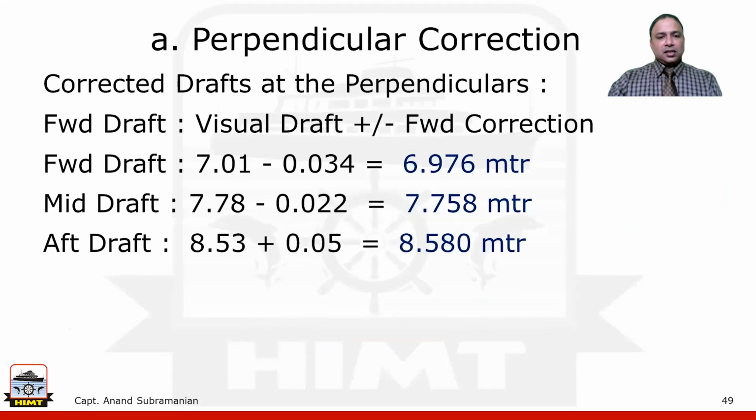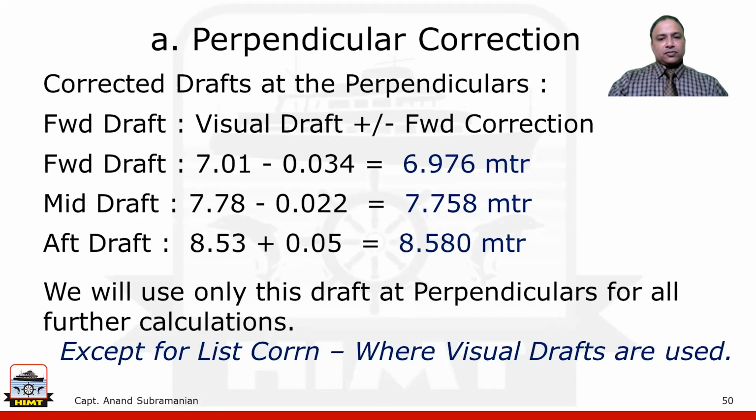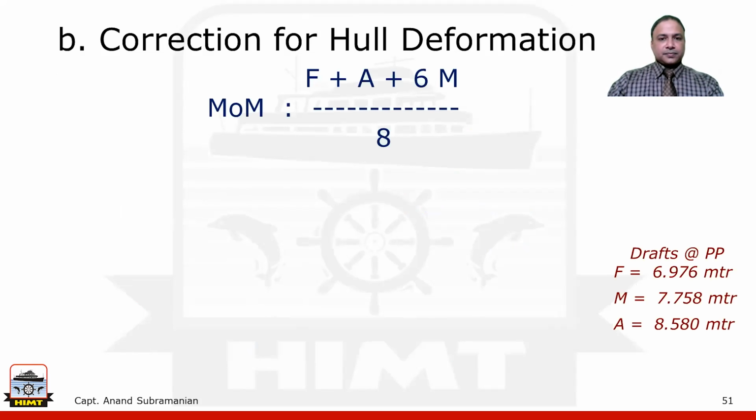Once we get this, add it to the visual marks and you get the corrected drafts. For the midship draft, you can take the mean of the port side and starboard side. The mean midship draft, port and starboard, is 7.78. That minus 0.022, and the midship draft at the perpendiculars is 7.758. Now we use only these drafts for all our future calculations, except for the list correction, where the visual drafts are used.